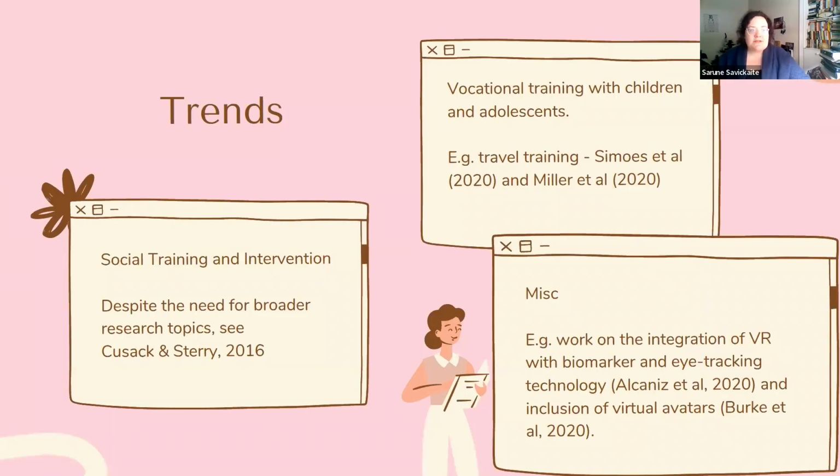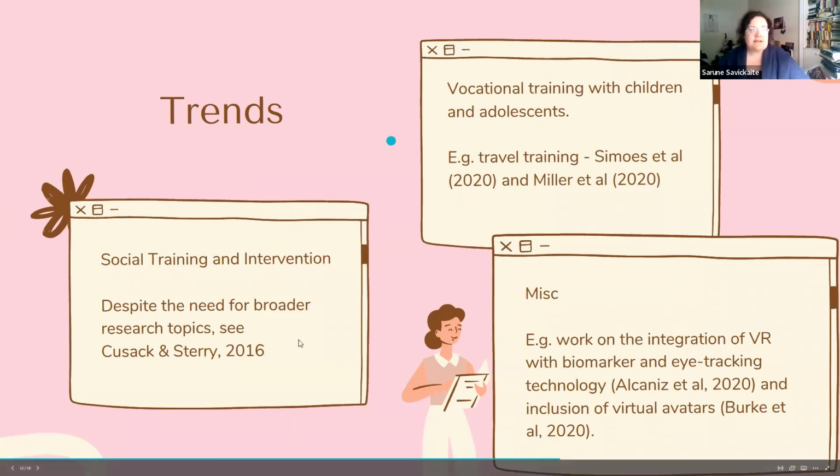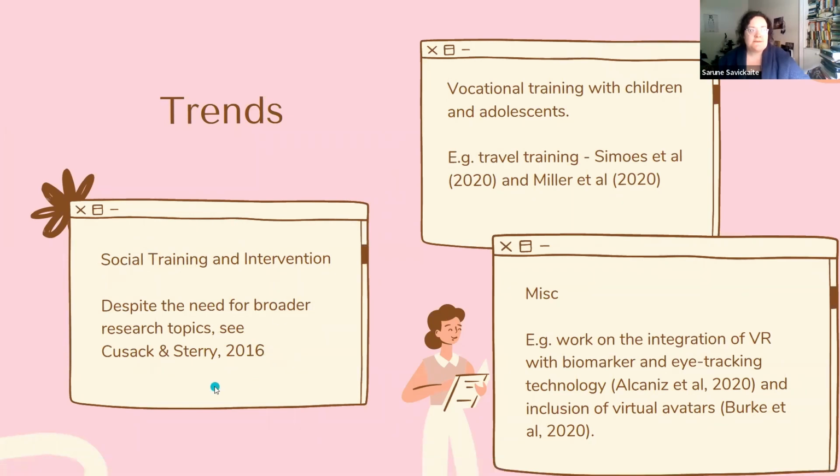So overall, if we had to group the different trends emerging in literature, you could say that there's a huge portion of literature that focuses on social training and intervention, despite the call for broader research topics, and one of the examples discussing this is Cusack and Sterry paper from 2016. Then there's also another group of research that focuses on vocational training, mostly with children and adolescents. And examples of this would be travel training, and there's two papers that we talk about in our special issue opinion piece.